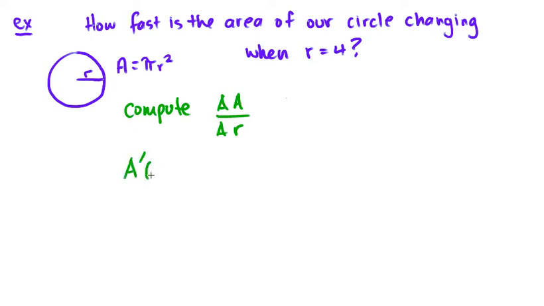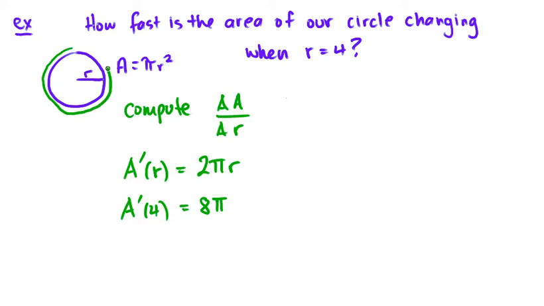So area prime with respect to r is 2 pi r, taking the derivative of pi r squared, and at a radius of 4 it is changing 8 pi, and what that means is you're adding an additional area to the outside at this rate when r is 4.